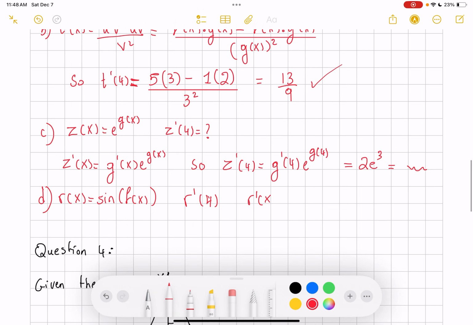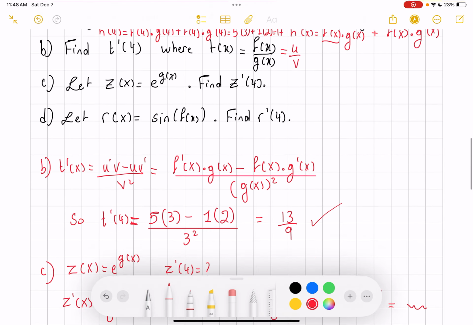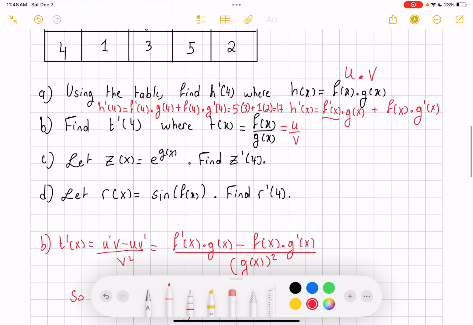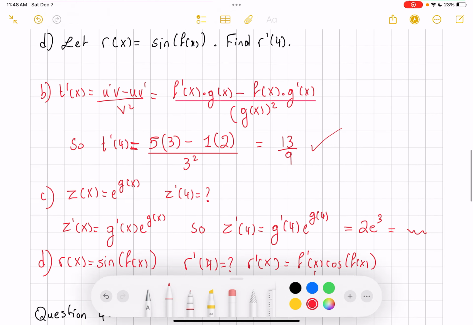So r prime of x is going to be f prime of x cosine f of x, according to chain rule, which is like u prime cosine u. So basically, r prime of 4 is going to be f prime of 4, which is going to be 5, cosine, and f of 4, which is basically 1.